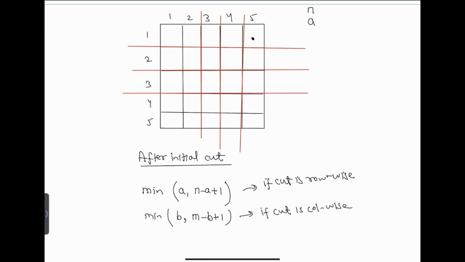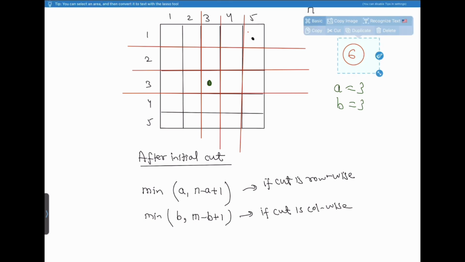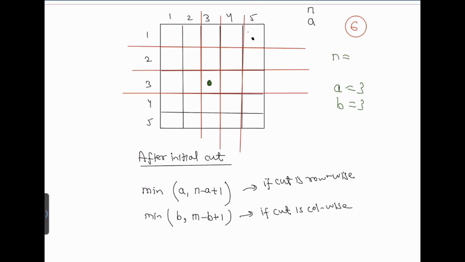So how many operations are required? 1, 2, 3, 4, 5, 6. 6 operations are needed, right? And where was my initial position? Our dot was initially at this position, right? So what was the value of A? A was 3 and B was 3, right? N was 5 and M was 5. So a total of 6 moves was required in the previous example.